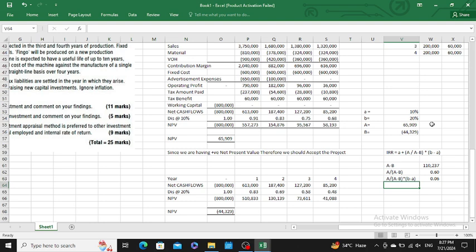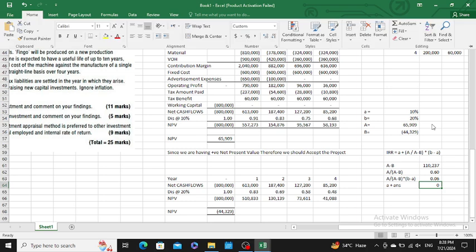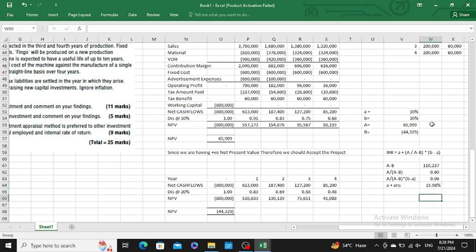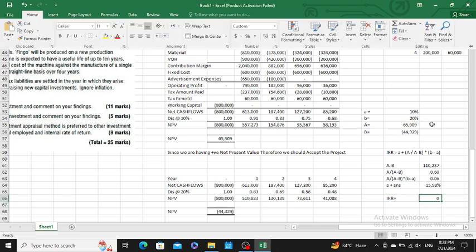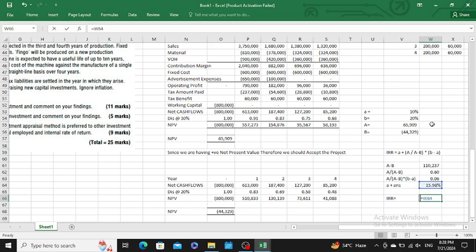Then adding small a in the above answer, which means 6 has been added with 10%. So after calculating in percentage, our internal rate of return is 15.98%. Sir, our internal rate of return is 15.98%. Sir, it is our part B.